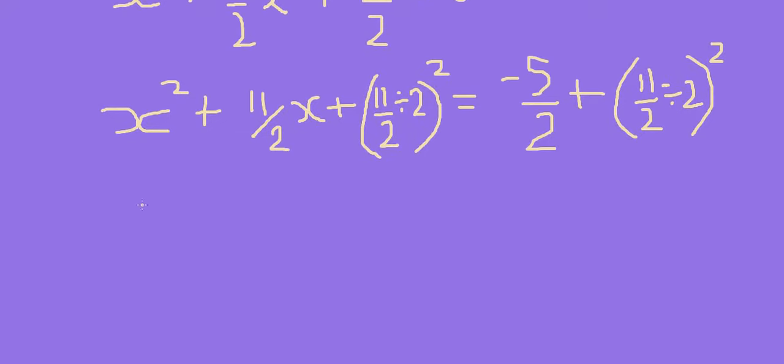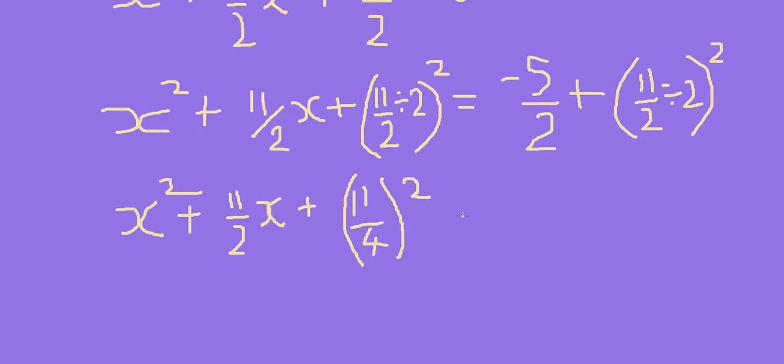Now we continue. Let us see. Here x squared we add with 11 over 2 x. Inside here, when you calculate, we are going to get 11 over 2 divided by 2, which is the same as saying 11 over 2 times 1 over 2. So 11 times 1 is 11, and 2 times 2 is 4. So 11 over 4 squared. The same thing will be added also on the right hand side: minus 5 over 2, then we add 11 over 4 squared.